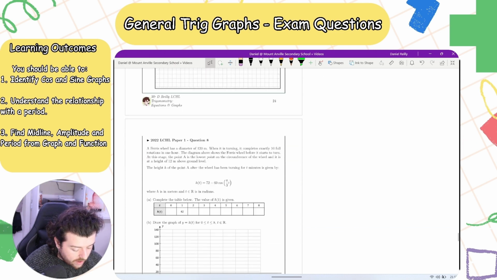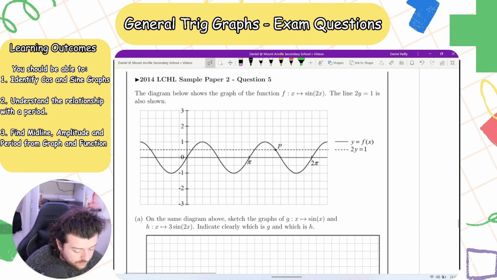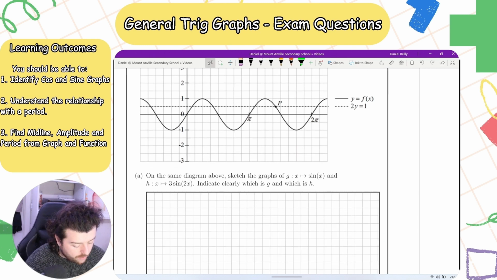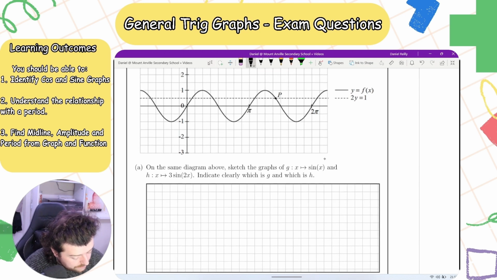Right, we just have like 3 questions left. The diagram below shows the graph of the function sine 2x and the line 2y is equal to 1. On the same diagram above, sketch the graph g of x, which is sine x, and h of x, which is 3 sine 2x. Indicate clearly which is g and which is h.